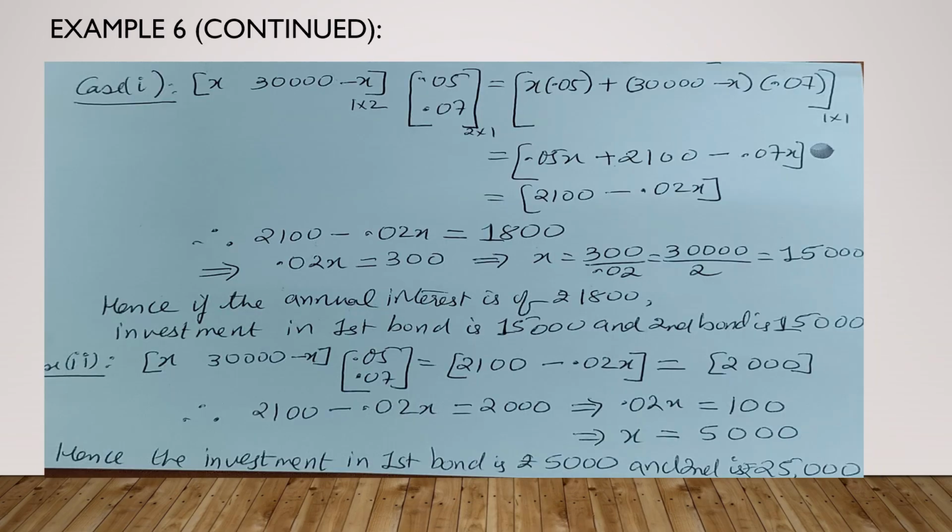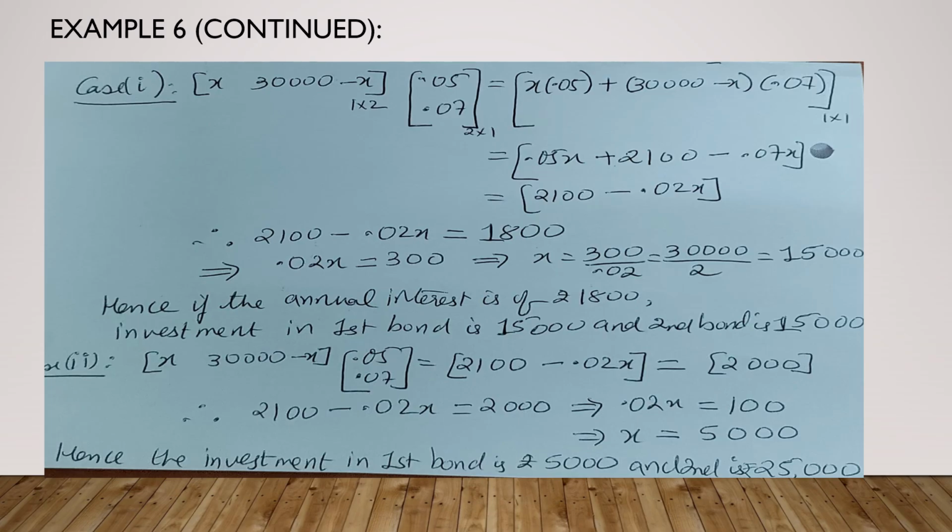So now in the first case when we want the annual interest to be 1800, how to get the interest? Investment into the interest will give you the total annual interest, correct? And investment into the rate of interest will give you the total annual interest. So you are multiplying the first matrix, which is the investment matrix, into the rate of interest matrix. See, check over here, 1 cross 2 and 2 cross 1. Yes, you can multiply because the columns of the first one is equal to the number of rows for the second one. Now when you multiply two matrices which are of the order 1 cross 2, 2 cross 1, you should be getting a matrix of the order 1 cross 1.